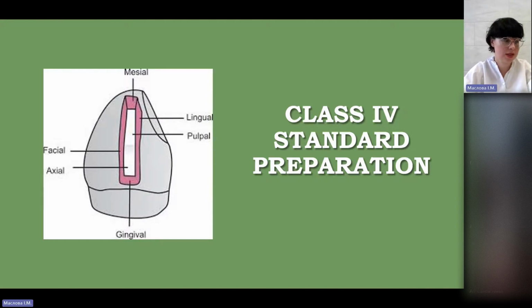It's very important to understand and remember this, because a pulpal floor that is not parallel after preparation can lead to different complications, such as perforation of the pulp chamber. The complication in this case will be an inflammatory process in the pulp. It's very bad for the tooth, for the patient's health, and for the dentist too, because it will be an iatrogenic complication.